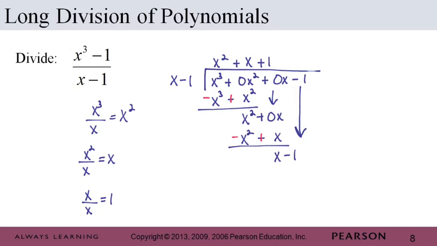And put the 1 on the line and multiply back. 1 times x is x. 1 times negative 1 is minus 1. Change signs and add. And of course we get remainder 0 here. So that means that x minus 1 went evenly into x to the third minus 1. And our quotient is x squared plus x plus 1.